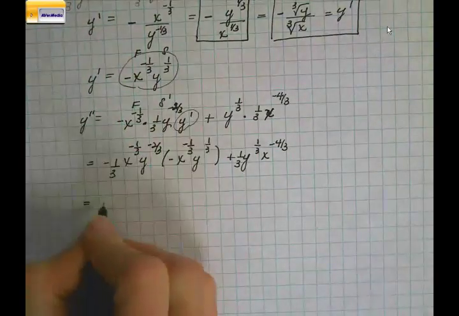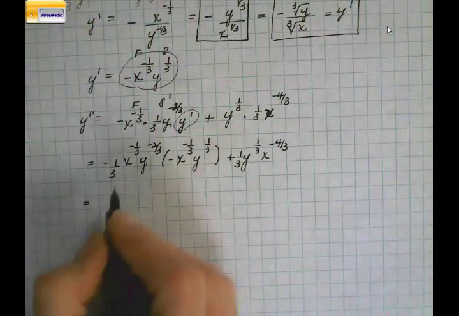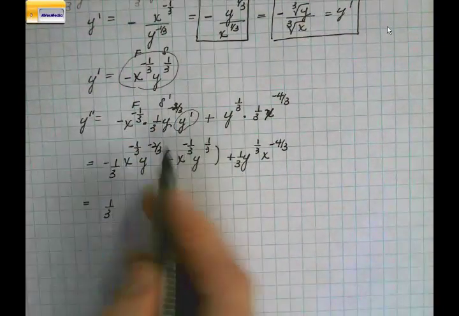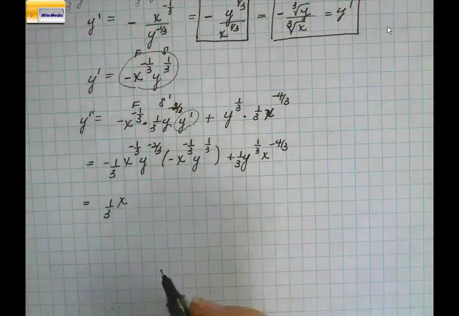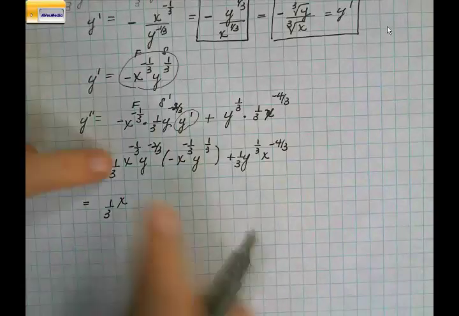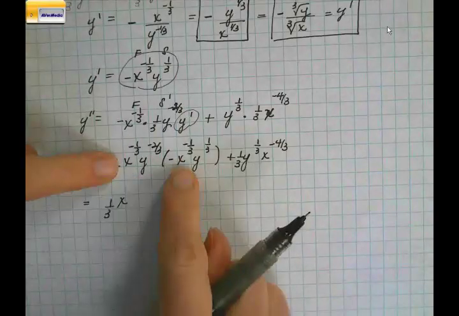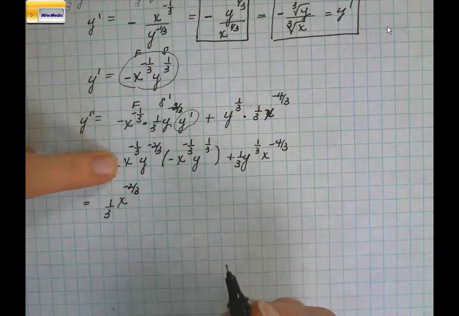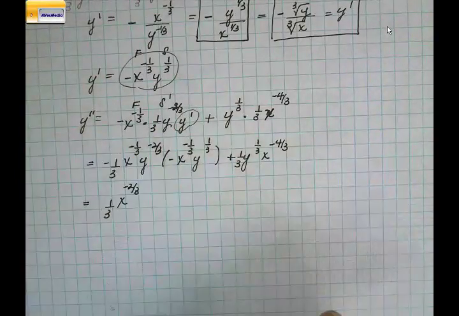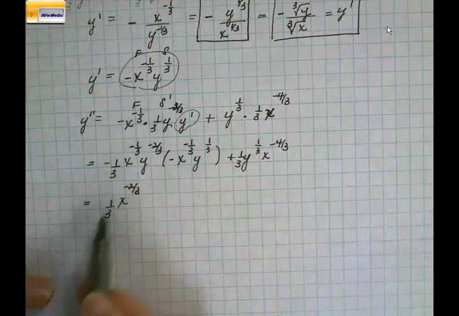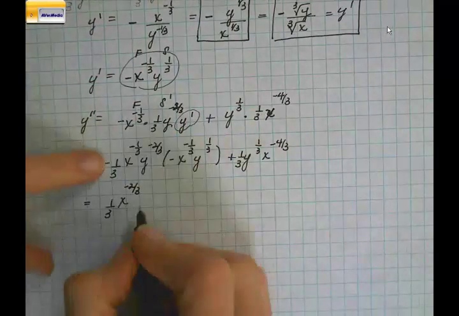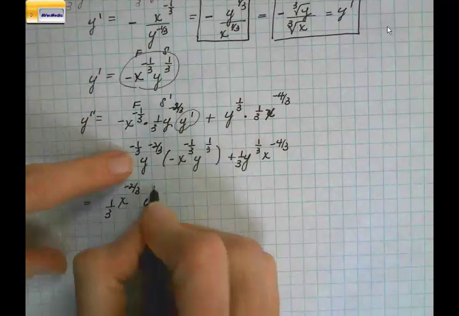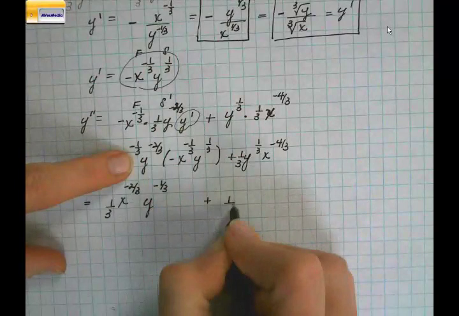Okay, so a negative times a negative is a positive 1/3. X to the negative 1/3 times another x to the negative 1/3 is x to the what? This x times this x is x to the negative 2/3. Right, negative 2/3, because this negative times this negative made it positive. Okay? And then with the y's, a negative 2/3 plus 1/3 on this exponent is a negative 1/3.